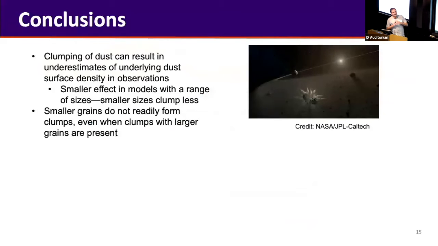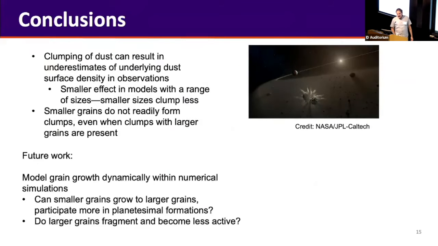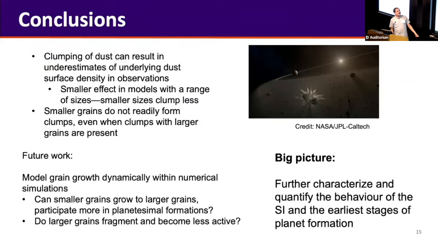So in conclusion, we can see that this clumping of dust can result in underestimates of the underlying dust surface density in observations, and that the smaller grains do not readily form clumps compared to the larger ones. Future work: it would be really interesting if anybody wants to do a PhD project on this, to dynamically model grain growth. I think there are a lot of open questions in terms of how this would look in these simulations. And then the big picture is we just want to know how the planet formation process gets started, because there are a lot of uncertainties with this particular process. And it seems the best way to do it is with these kinds of empirical numerical studies.